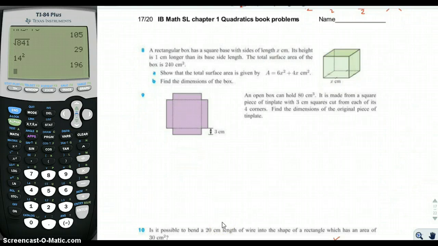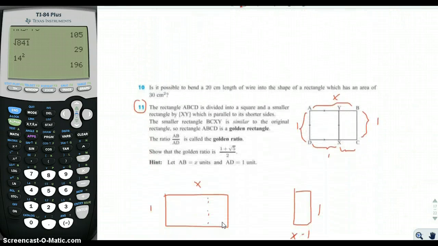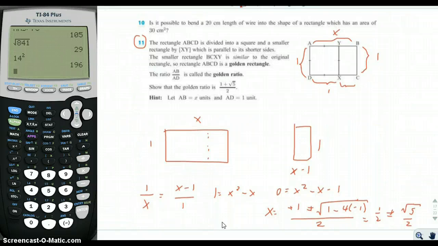Quadratics page 17. I'm going to do problem 11. Problem 11 is about the golden ratio. The golden ratio for a rectangle has an interesting property.